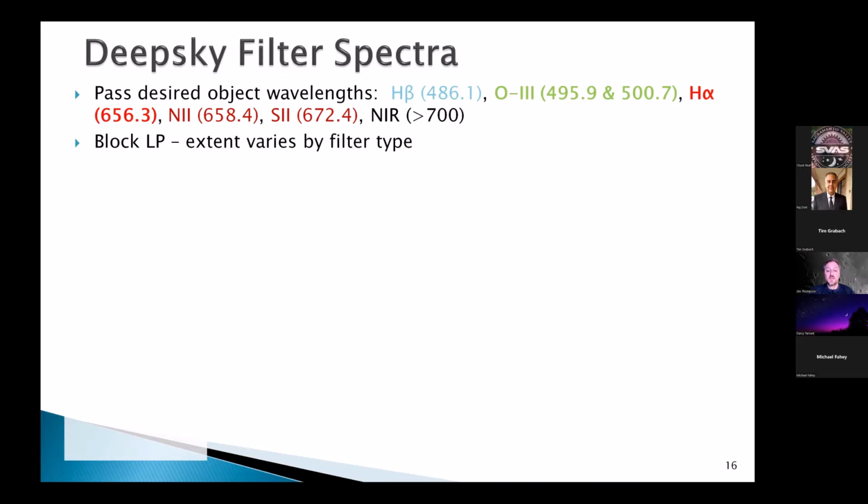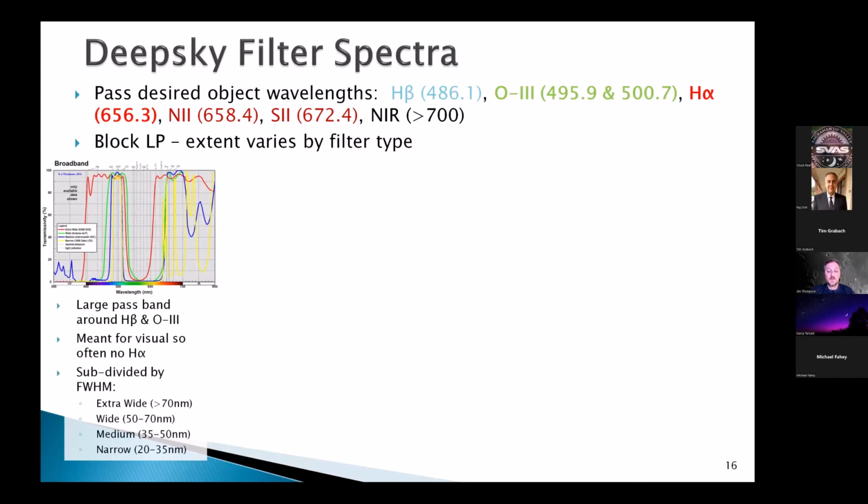In an attempt to make some sense of things, I have created my own deep sky filter categories. Probably the most common category is broadband. These filters have a single large passband around hydrogen beta and oxygen 3 and are meant for visual use. They therefore do not necessarily pass hydrogen alpha. I have, based on bandwidth, further subdivided the category into extra wide, wide, medium, and narrow.